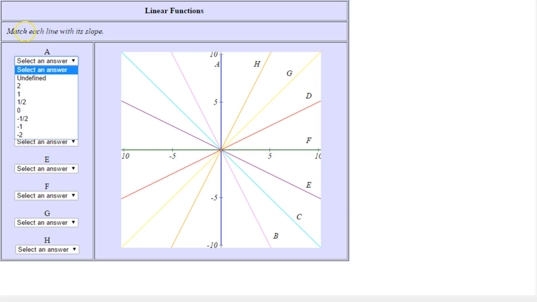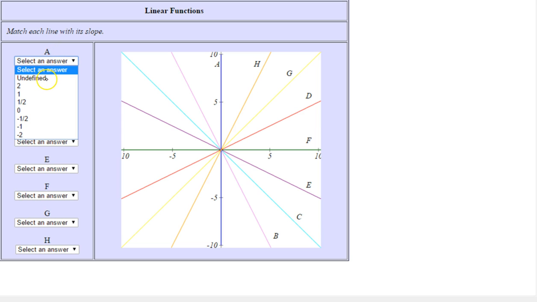In this example, we're asked to match each line with its slope. And here is the graph, and every different color represents a different line, and they're also labeled. So this is line A, line H, line G, etc. And each of them were given specific values, and we have to find the slope that corresponds to the given line. So I put the drop-down menu for line A here.